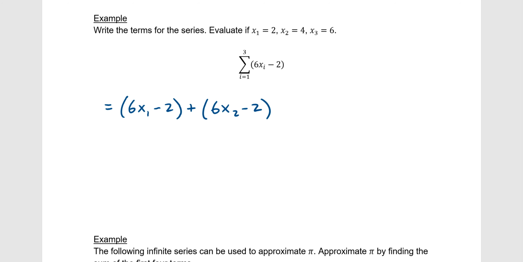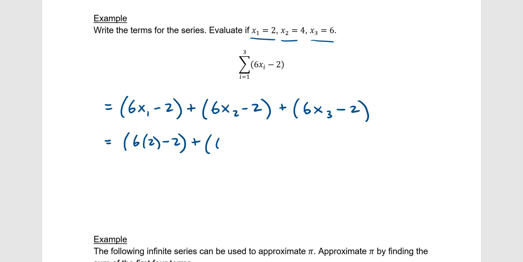So that one was for plugging in a 2. And now lastly, plugging in a 3 where we end, 6x sub 3 minus 2. And there we go. There's our 3 terms for this series. And we want to evaluate this now for x1 equals 2, x2 equals 4, and x3 equals 6. So let's go ahead and plug those in. That's going to be 6 times 2 minus 2 plus 6 times 4 minus 2 plus 6 times 6 minus 2.